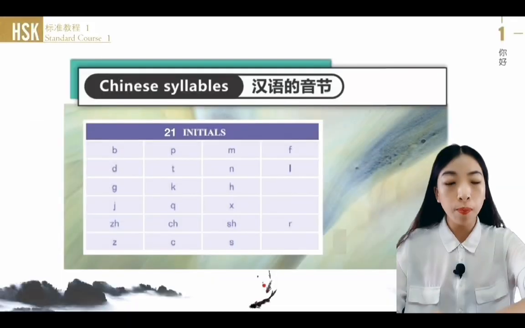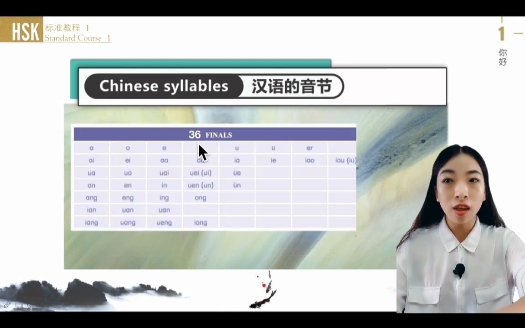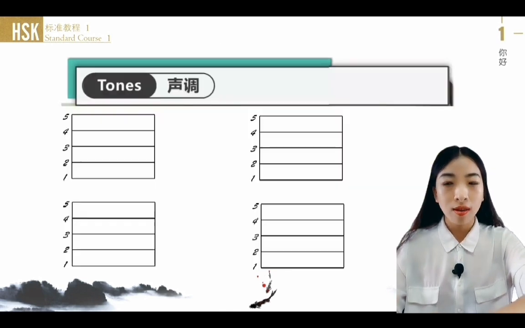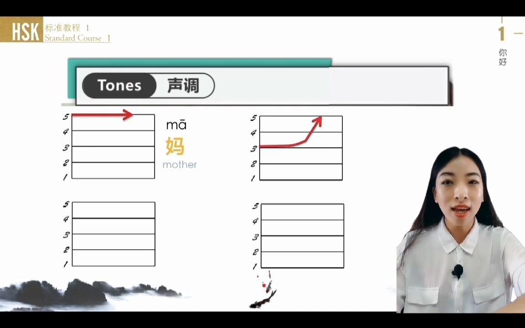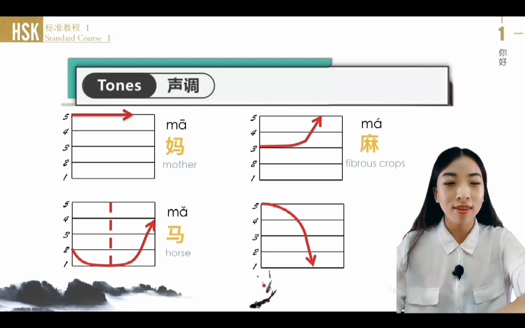In Chinese Mandarin, there are 21 initials, 36 finals and 4 tones. The first tone, ma. The second tone, ma. The third tone, ma. The fourth tone, ma. Can you tell the difference?